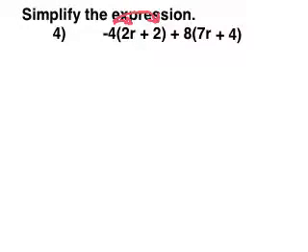Negative 4 times 2r is a negative 8r. Notice we're multiplying the number times the number. Negative 4 times 2 is a negative 8. Okay, that's plus this one. This is again another distribution.